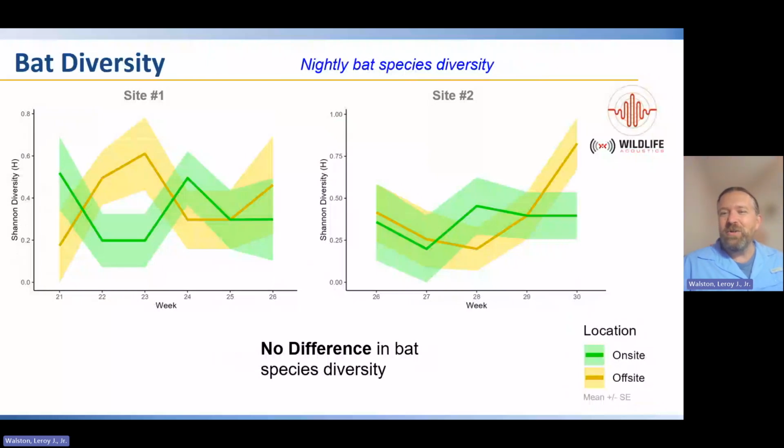We aren't seeing very noticeable patterns in bat species richness or diversity at these 2 sites, possibly because we have such few bat species, just a total of 5, and then all 5 of them were detected at both sites and in their off-site reference areas, albeit some of them might have been at different times of the week or different days of the week. And so you can see here they're mixed, indistinguishable patterns of bat species diversity.